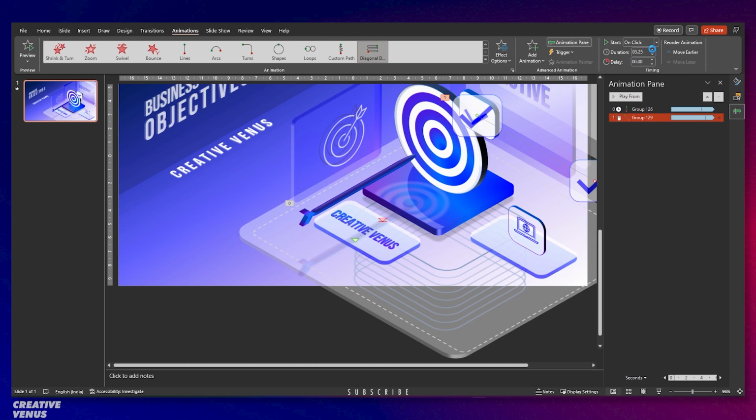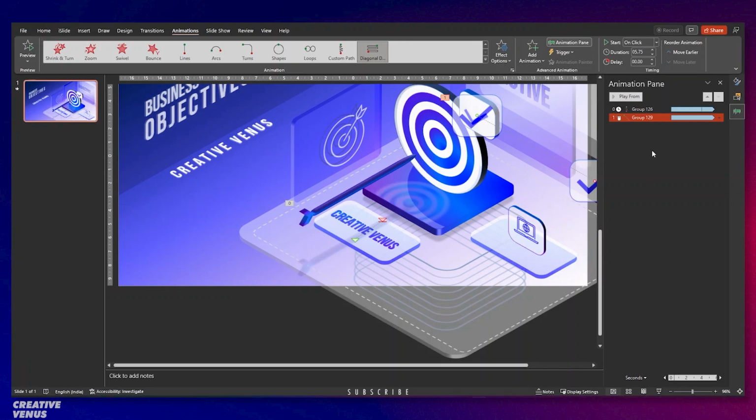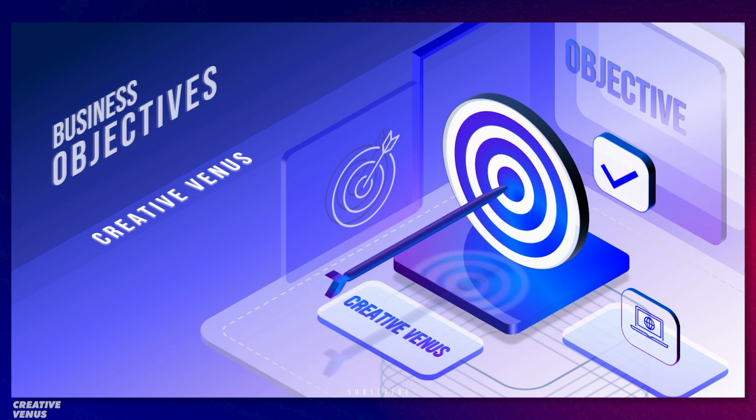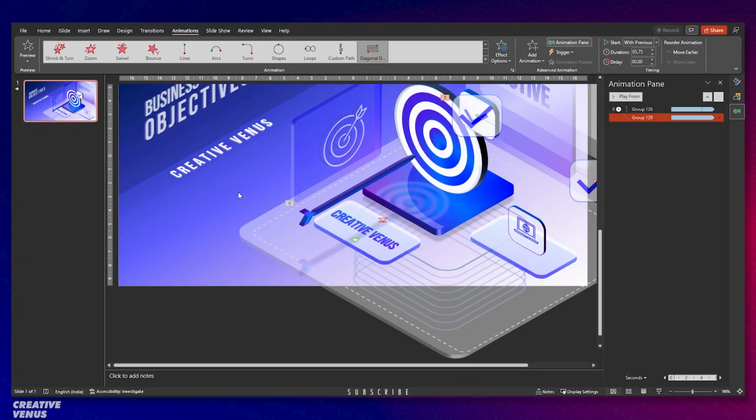And now you can increase the duration of this animation. We want it to be very subtle, very slow. So currently it is on click, so we need to start with previous and let's test it. And you can see now it's working fine. It looks really beautiful, slow and subtle. And similarly we will animate these other components as well.